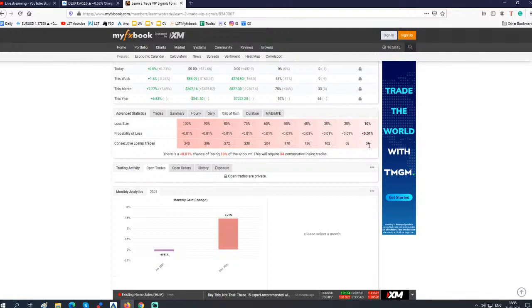So this is impossible, right? That's why we are at 7.27% in profit this month, May, and overall 6.83%. So this is impossible, guys, for you to lose 10% of your account, and not 100% of your account. It is impossible for us to lose 34 consecutive trades, guys. So if you trade based on our recommendations to risk only 1% per trade, here are our results. Okay, so let's move on and let's continue.